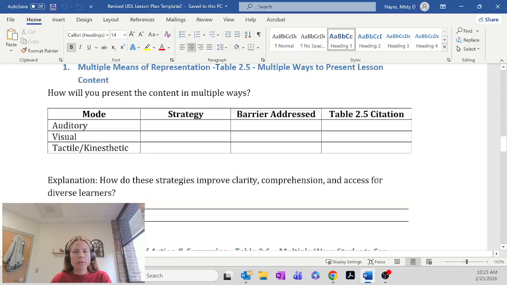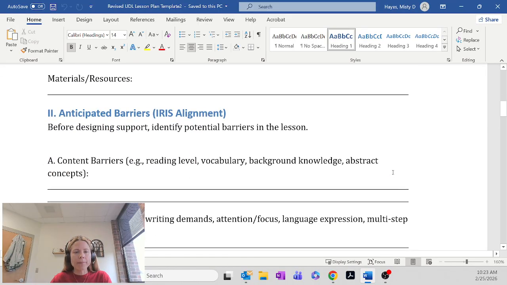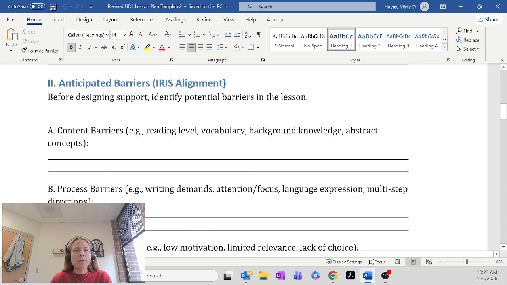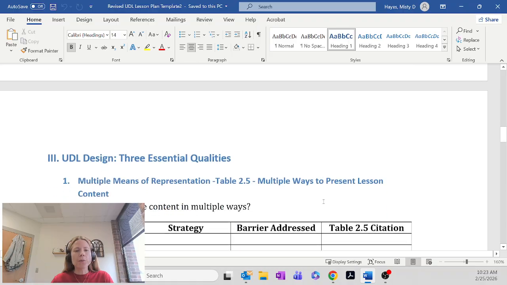So let's walk through the assignment. Okay, so first start with part 2, anticipated barriers. So before you even start designing, we have to identify the barriers that would come up in this lesson. So there are different barriers that you might see.